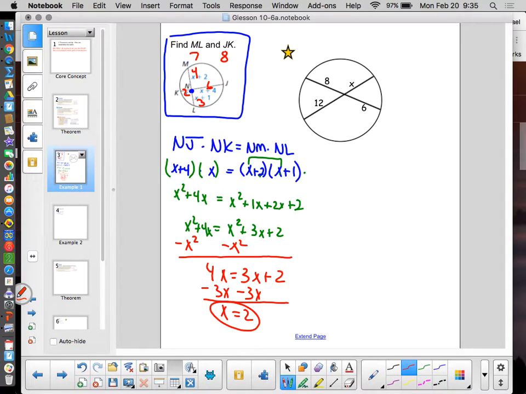That was a really hard one. Now, for your first question of the day, we're going to do a really easy one. Now remember, my point of intersection is right here.